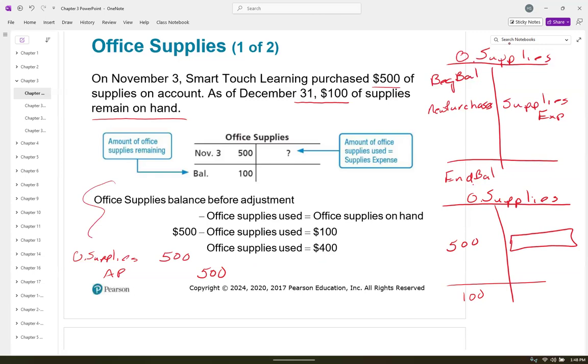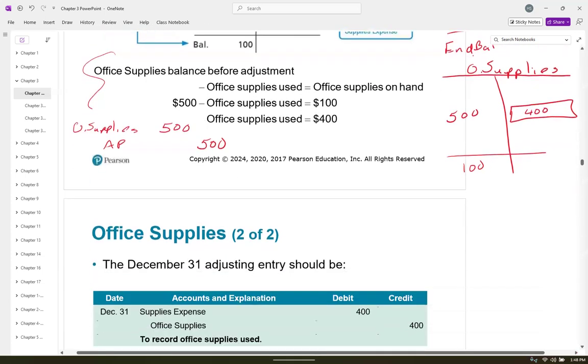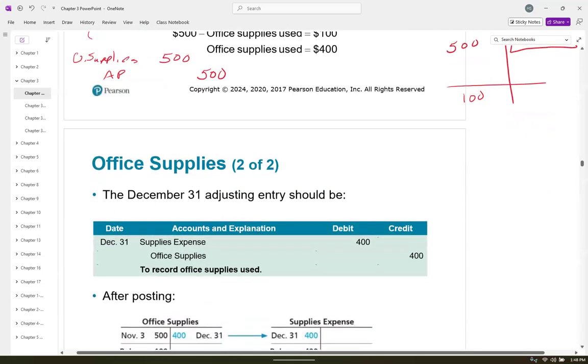To get from $500 debit to $100 debit, $400 of supplies were used up. That's your supplies expense right there. If you write this T account for office supplies, you know you're going to credit office supplies for $400, which we're going to come down here and we're crediting the office supplies. This is the balance sheet account. And then we're going to debit supplies expense for that 400.